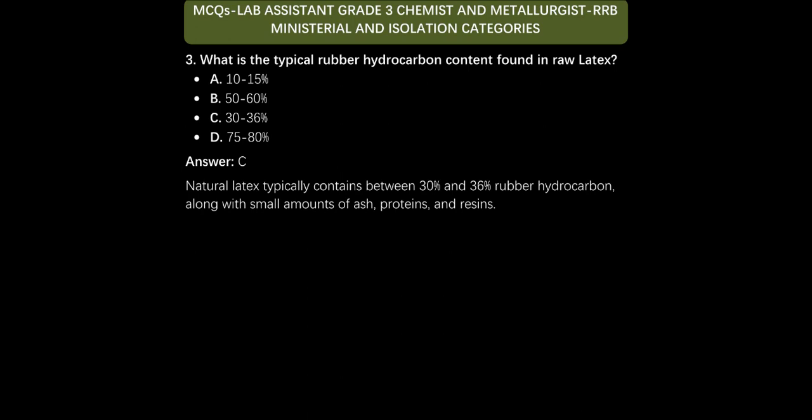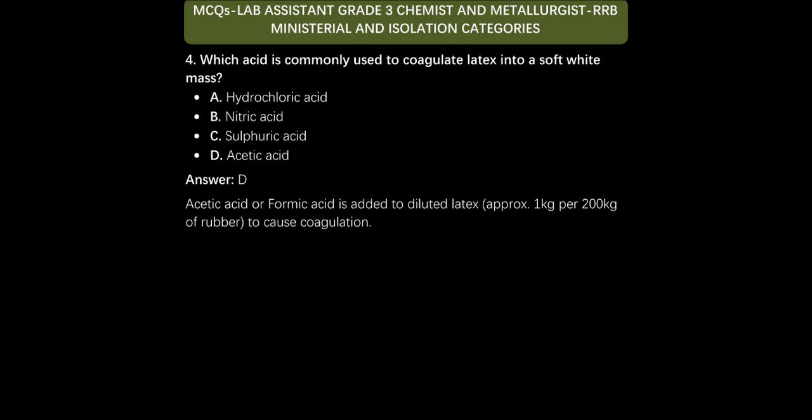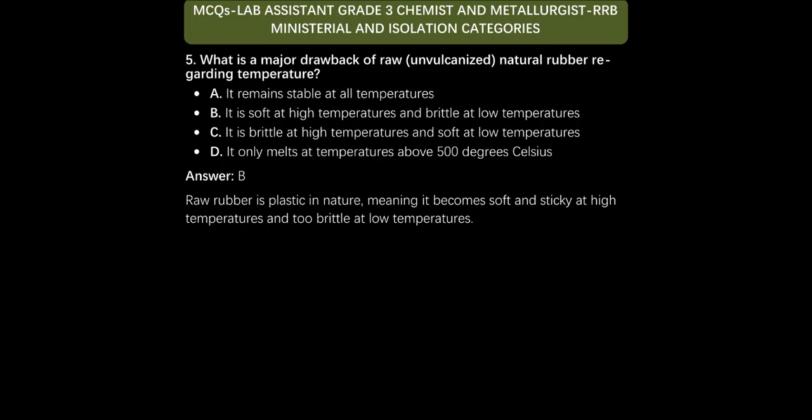What is the typical rubber hydrocarbon content found in raw latex? Option C, 30 to 36%. Which acid is commonly used in coagulating latex into a soft white mass? Option D, acetic acid. What is a major drawback of raw natural rubber regarding temperature? Option B, it is soft at high temperatures and brittle at low temperatures.